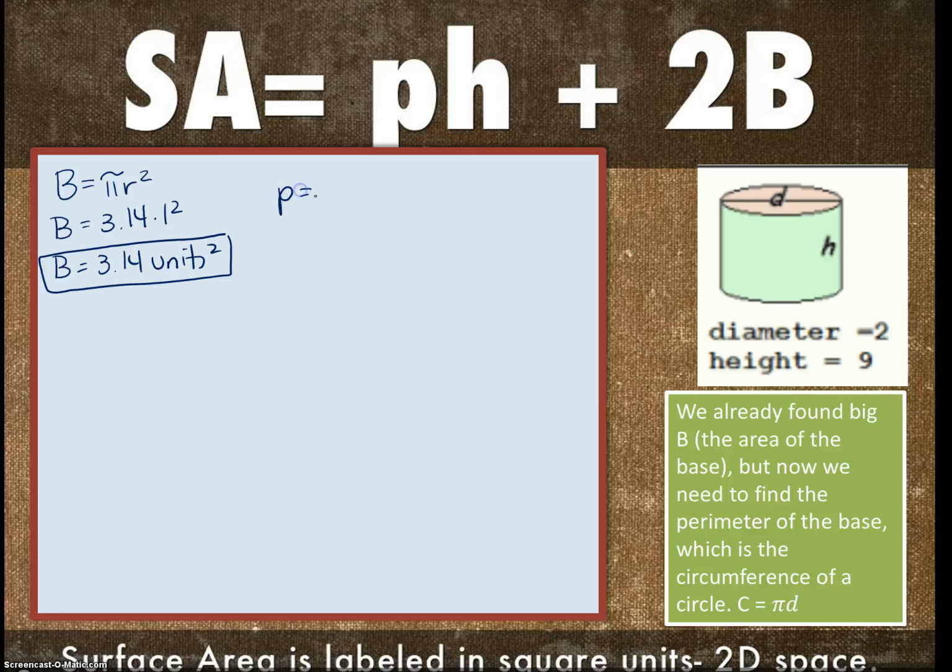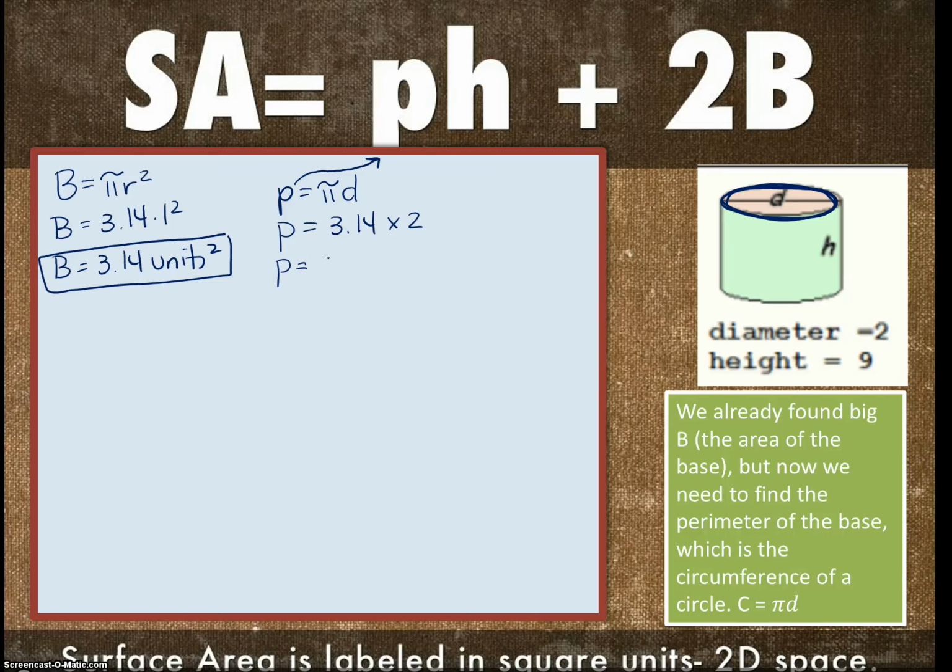My perimeter is a circumference because, again, my base is a circle. So to find the distance around the outside, I use the circumference formula, which is C equals pi times d. You can write the C if you'd like. I just prefer writing the P because the P matches the formula. So I do 3.14 times 2.